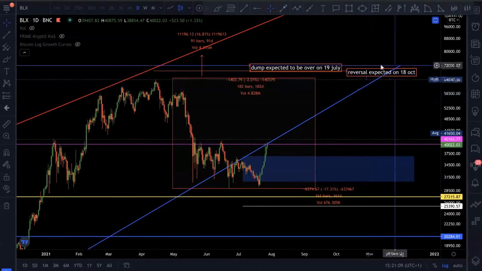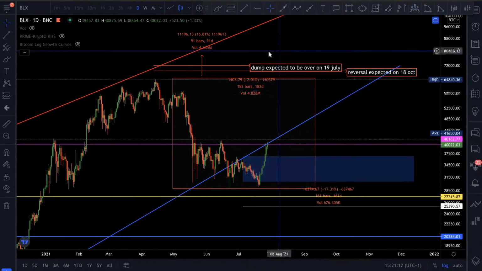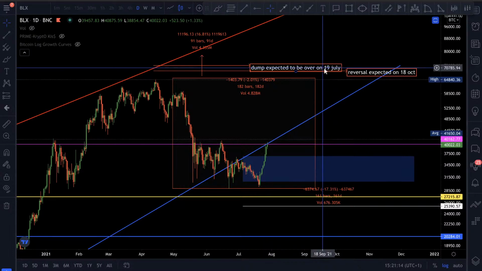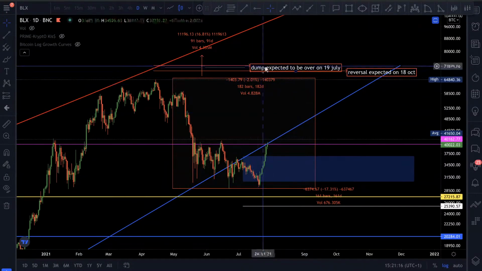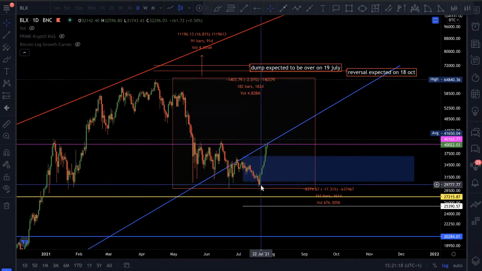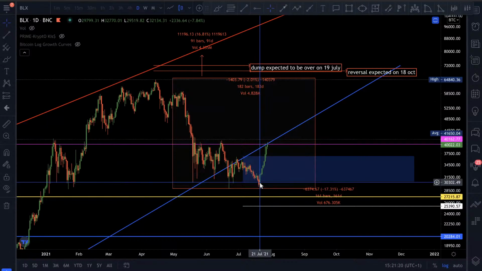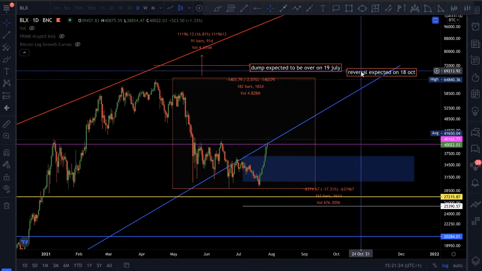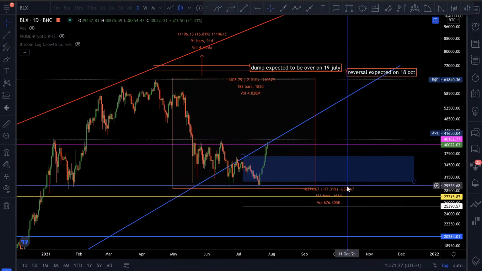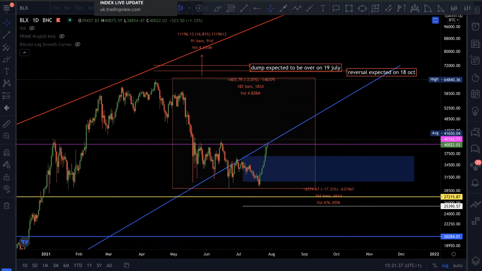Remember, I still have a date. I'm the only person who has a date. I was 2 days off here. I said, expect the dump to be over on the 19th. And for us, the dump was over on the 21st. So I was 2 days off. Here I said reversal expected on the 18th. I might be 1 or 2 days off. I mean, I'm not here with the crystal ball, right? But if I'm off by 1 or 2 days, maybe you guys could forgive me. But there's a lot more going on.